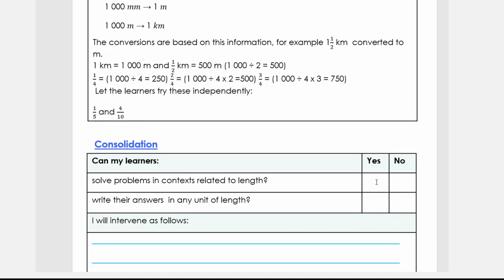Then we're going to come to the consolidation. If you ticked yeses, you can carry on with the next activity or the next section. If you got some no's, you need to revise, revisit activities and questions, or contact us at SA Teacher.